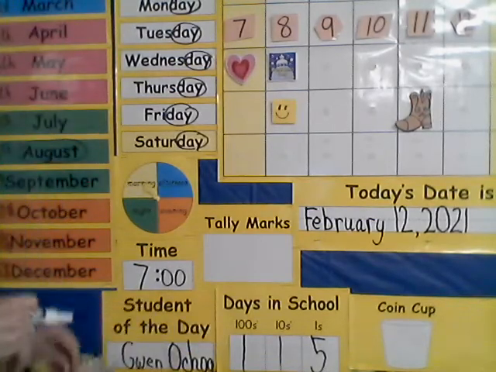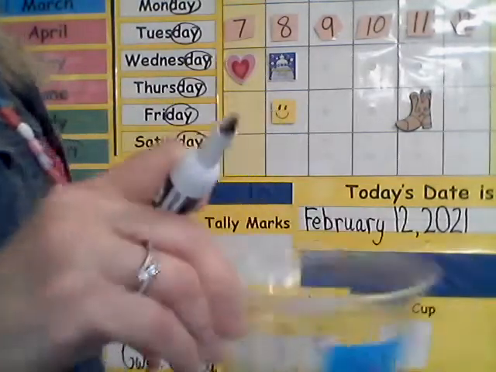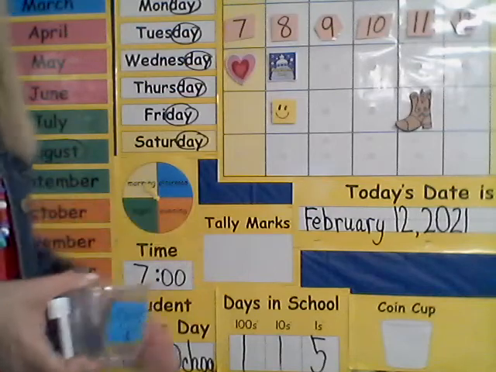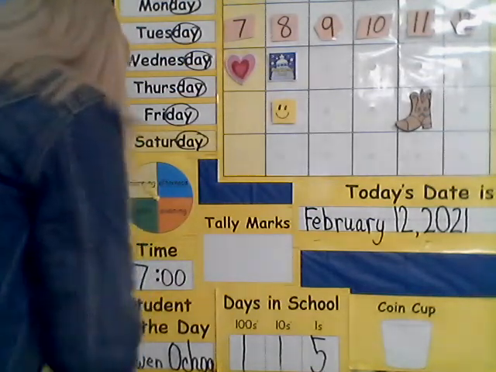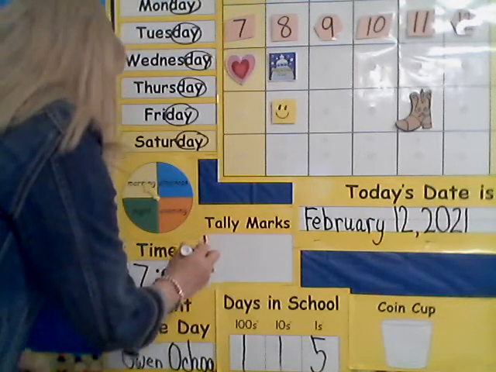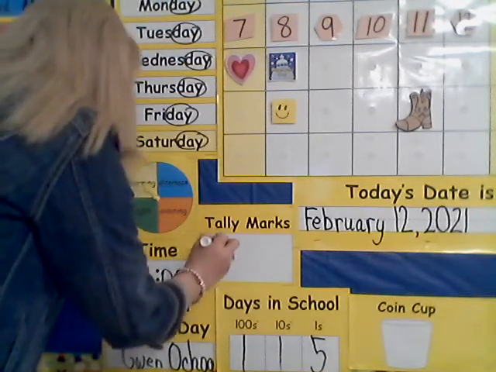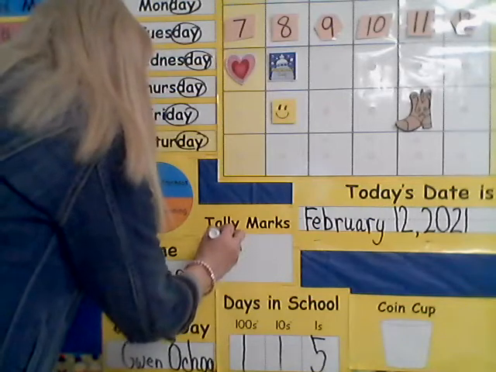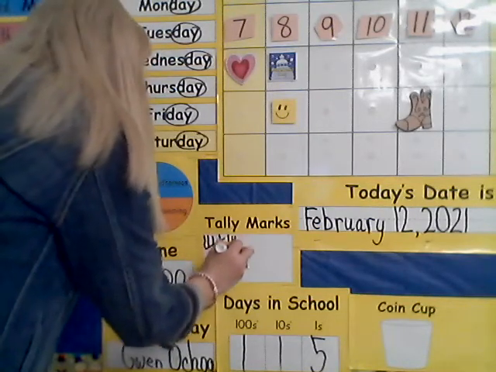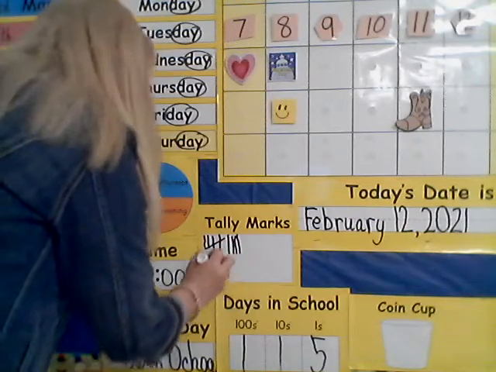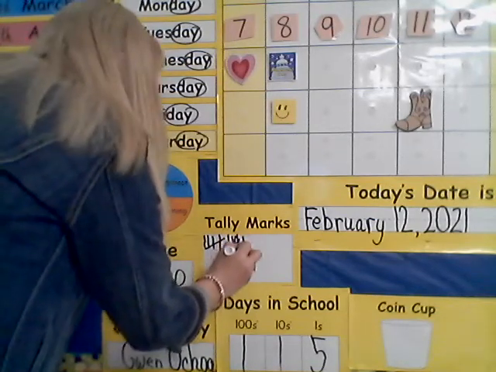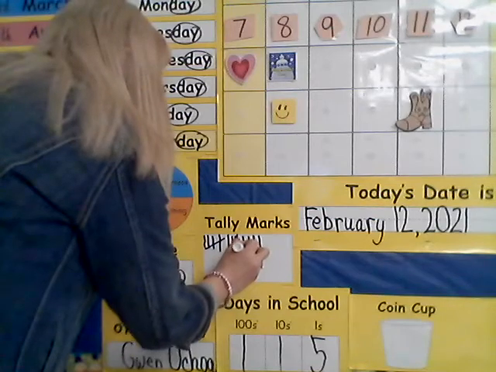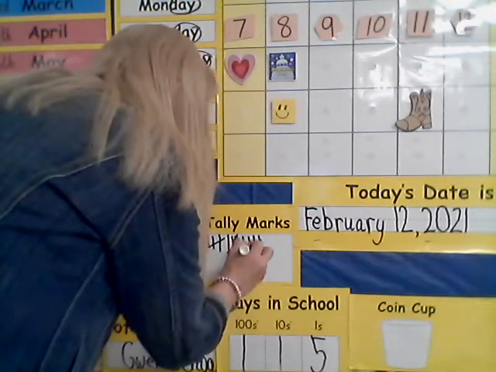All right, let's go ahead and do our coin cup. And remember with our coin cup, I will drop the penny in and we will do our tally marks, all right? And you're going to count with me. Here we go. One, two, three, four. Oh, I dropped two in there. Tally up. 5, 6, 7, 8, 9. Tally up. 10, 11, 12, 13, 14. Tally up 15. Oops, I didn't tally that up. Okay.